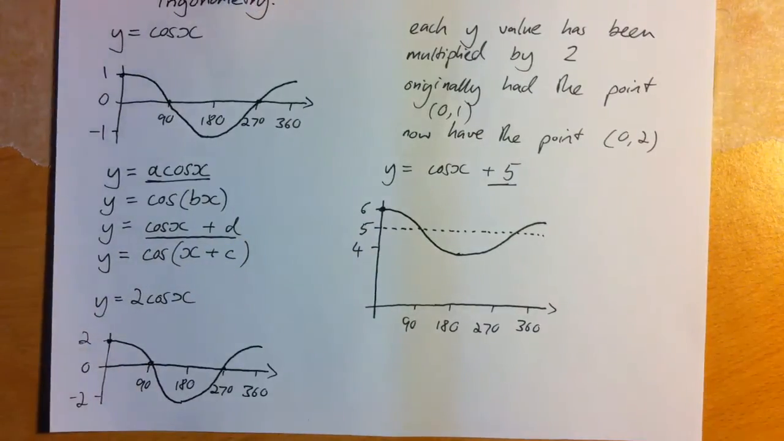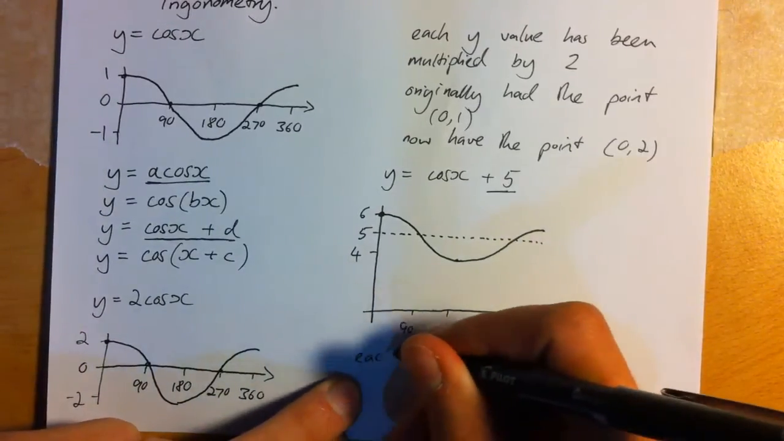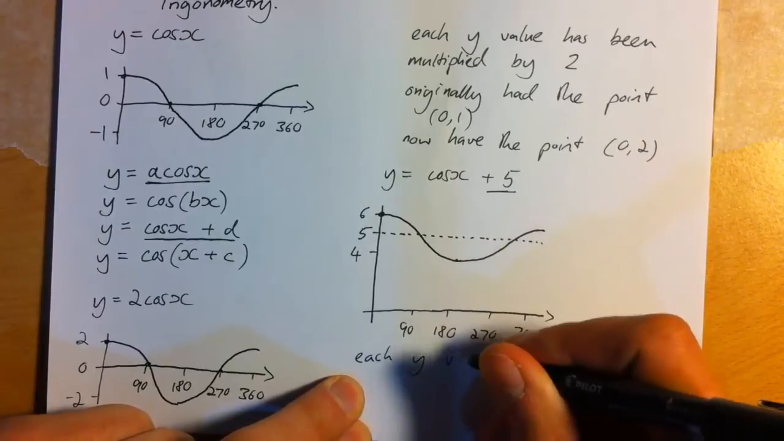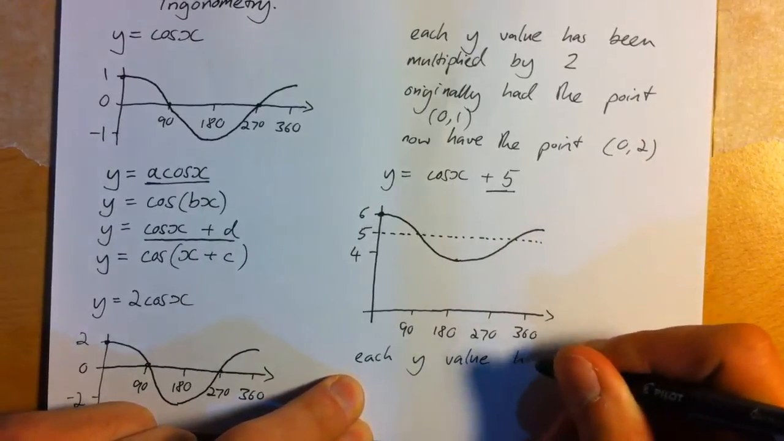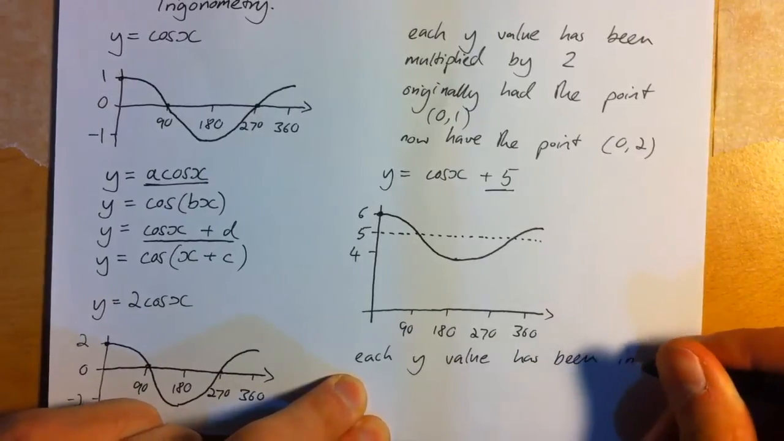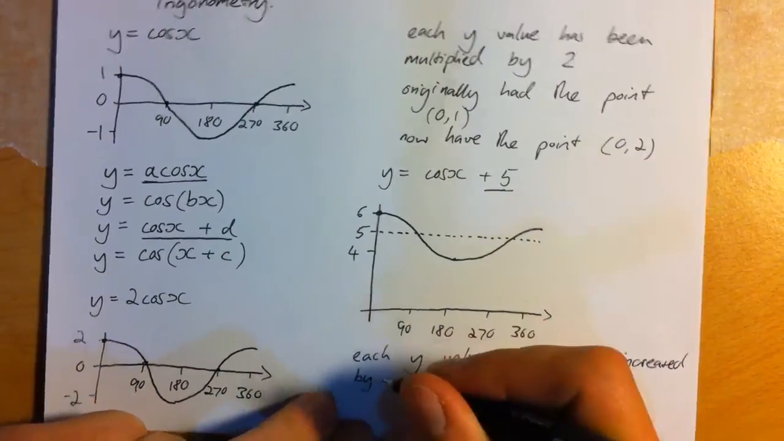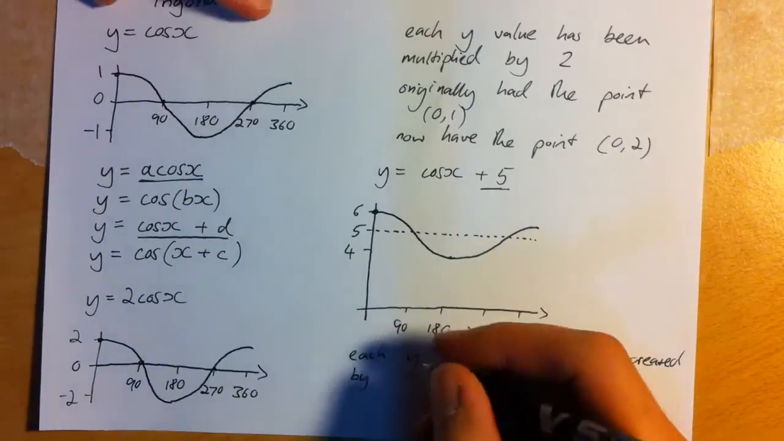So that's how that one changes, and a way that we can describe that is that each y value has been increased by 5.